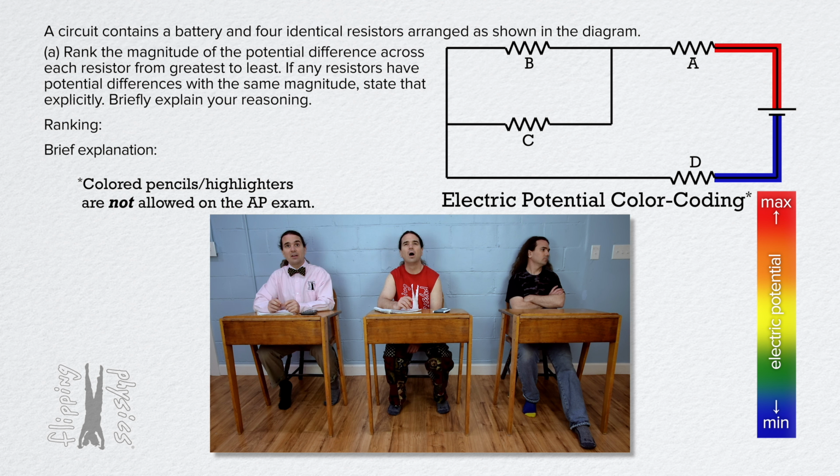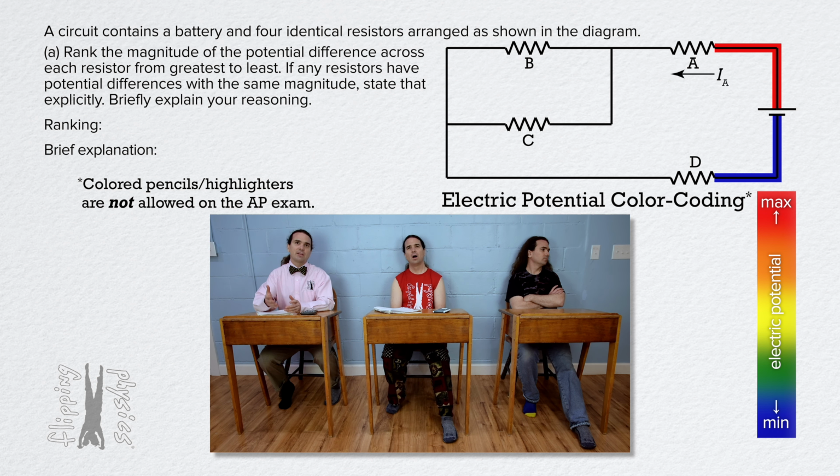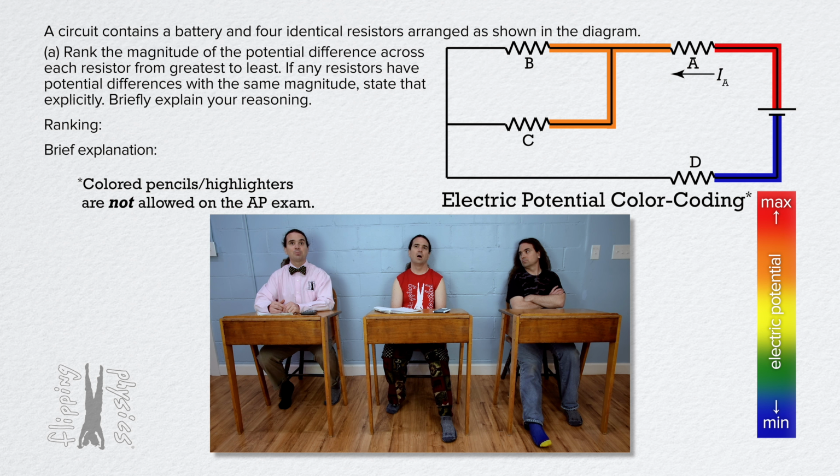We know there is an electric potential drop to the left across resistor A because the current will be going to the left through resistor A. Conventional current goes away from the positive terminal of the battery. Therefore, the color needs to go to the next color in the rainbow, which from red is orange. So from the left side of resistor A, color the wires orange until we get to the next circuit elements, which are resistors B and C.